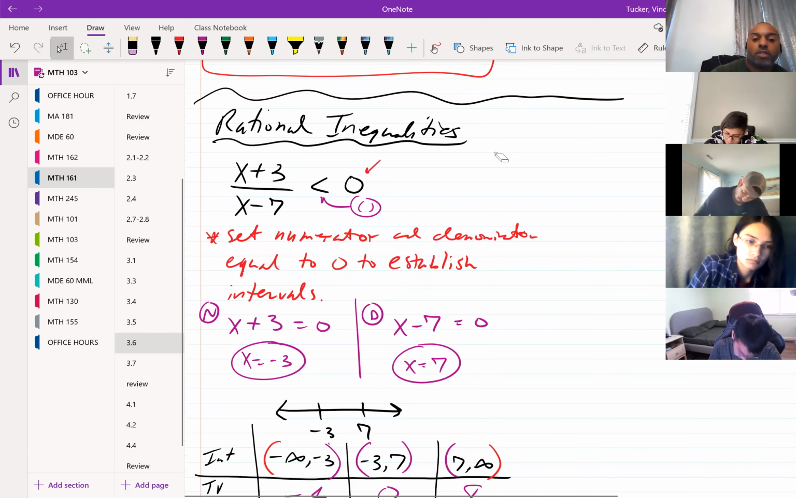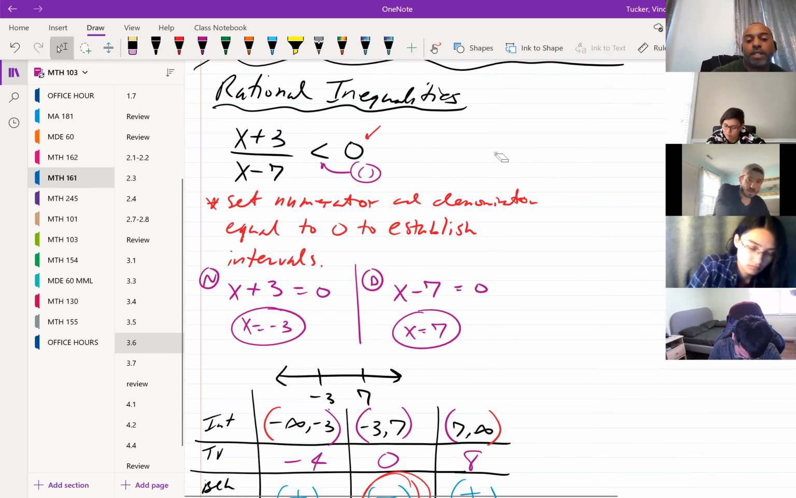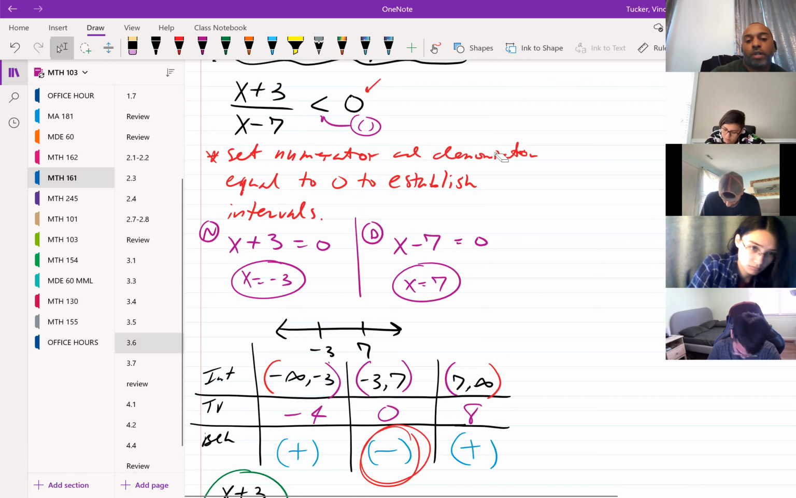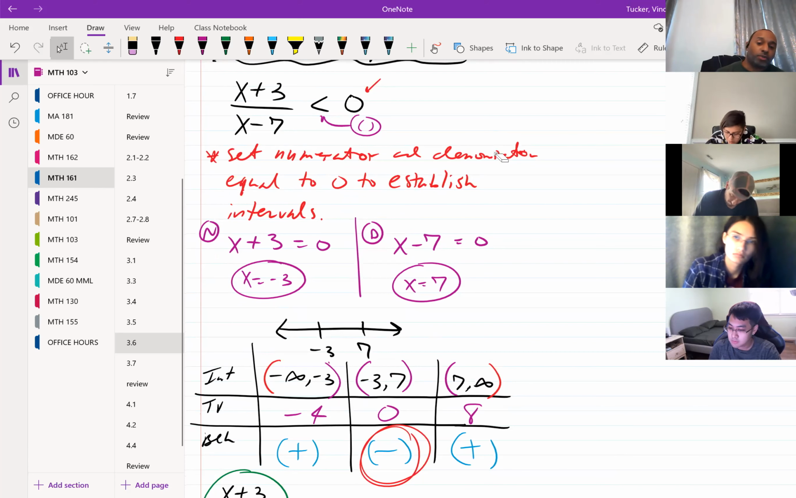All right. So once you have your values, you can go ahead and establish your intervals. We use parentheses here because it's just less than. So use parentheses for everything. And then test values. I chose -4 because that's less than -3, 0 because that's in between -3 and 7, and then something greater than 7, I used 8.